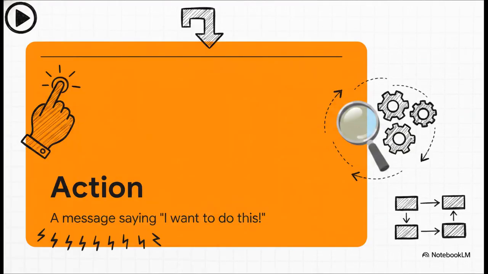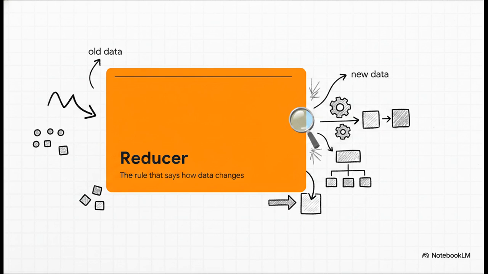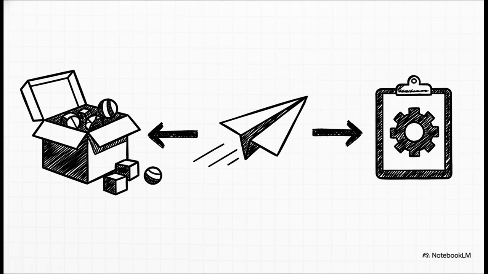Next is an action. It's just a simple message shouting an intent, like, hey, I want to do this. Finally, the reducer. This is the specific rule that dictates exactly how that data is allowed to change. So to recap, the store holds the data, the action is the message, and the reducer makes the rules.